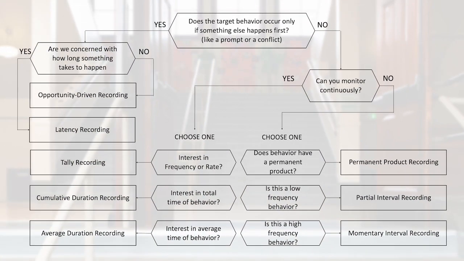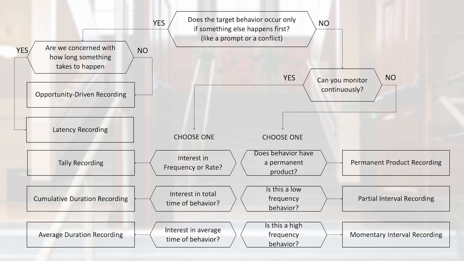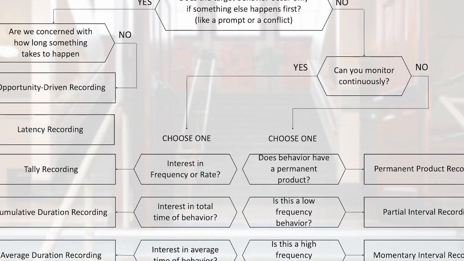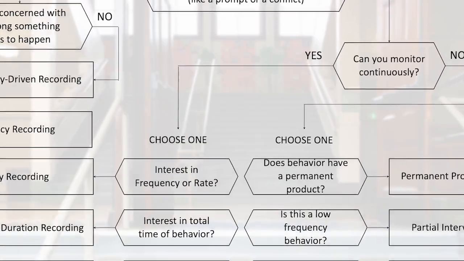The first question gets at whether the behavior is opportunity-driven because there is only one option for this type of behavior. Student intervention teams can simply think through this decision tree, using their questions about behavior to find the most logical measurement strategy. Watch as the team uses the decision tree to identify logical strategies.